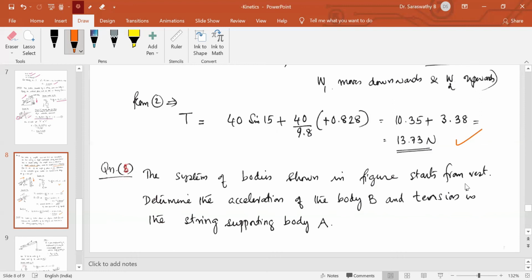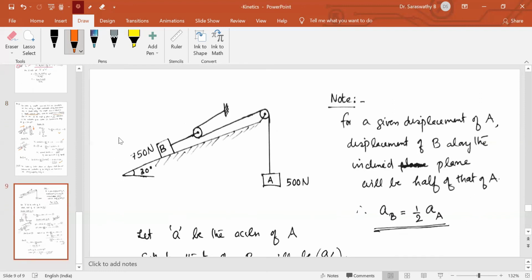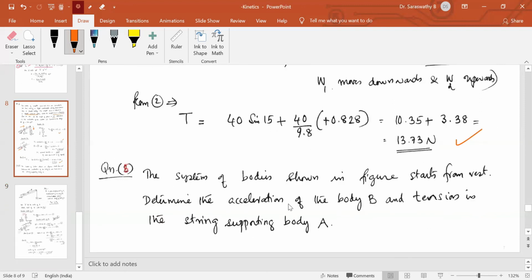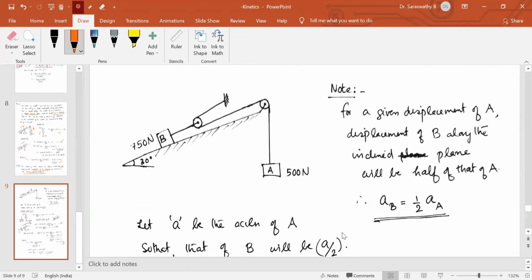The system of bodies shown in figure. This is the figure. Starts from rest. Determine the acceleration of body B and tension in the string supporting the body A. So this is the question. This is a university question, I think. One of the bodies is 750 Newton resting on an inclined plane. Another body, 500 Newton, hanging free. Inclination of this plane is 30 degrees with the horizontal.